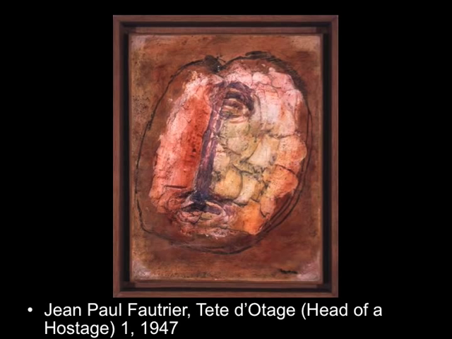Okay, so we're going to start in France, and we're going to start with this painter who is working during the war, actually, and then immediately after the war, and developing a new kind of style, new for him. This is one of his series that he did starting in the late 40s called The Head of a Hostage. So there's an entire Tête d'Otage series, Head of a Hostage series. I'm just showing you one of them here, this one from 47.